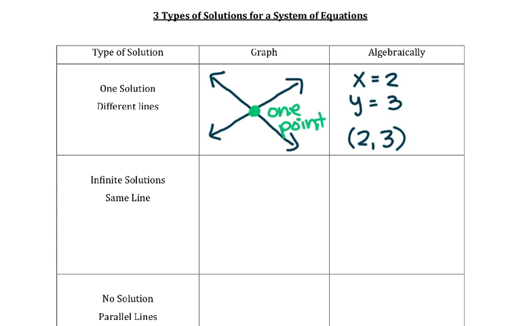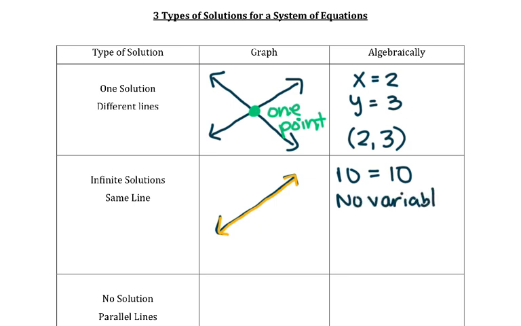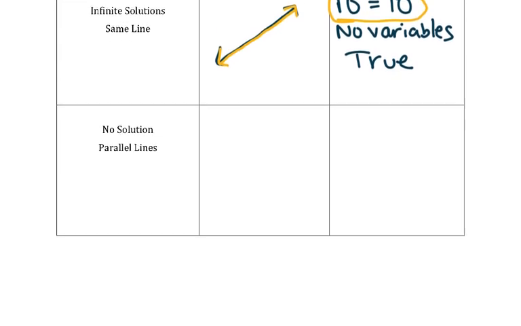Infinite solutions means that you have the exact same line. So you'd have a line, and then your second line goes right on top of it. Now for today, when we solve, the way you're going to see this algebraically is you're going to have something like 10 equals 10. You're going to have no variables. They're going to completely cancel out, and it's going to be a true statement. So if you wind up with something like 10 equals 10, where it's true with no variables, that's how we know we have infinite solutions.